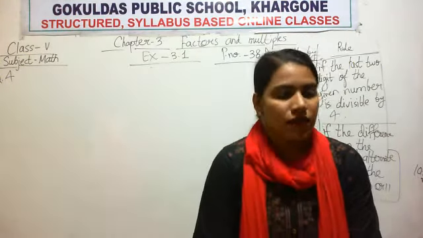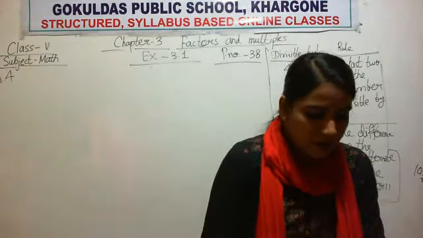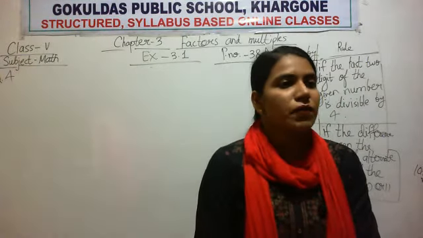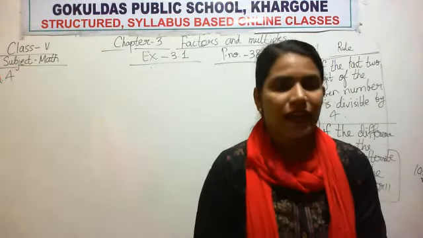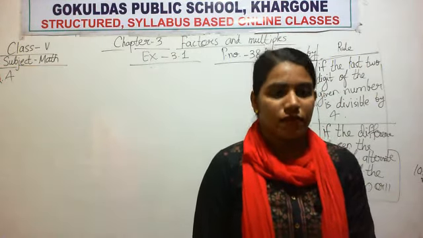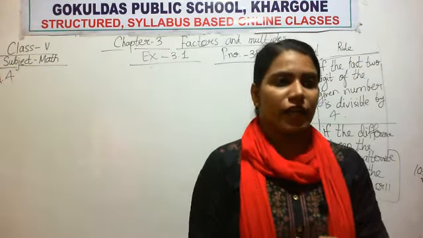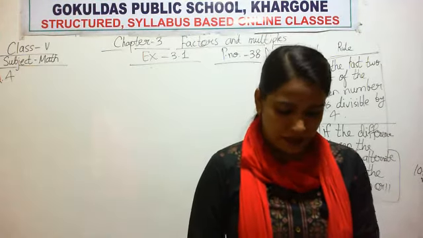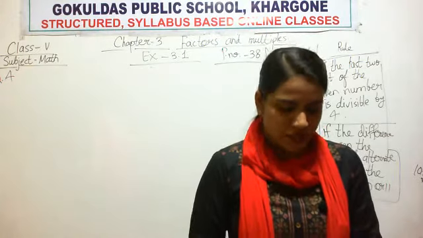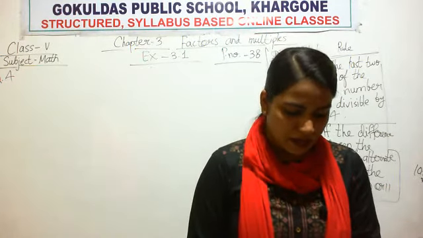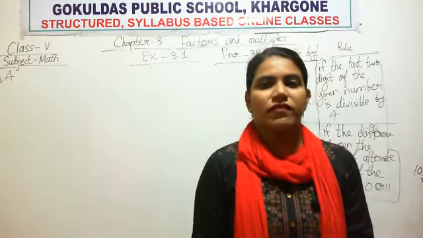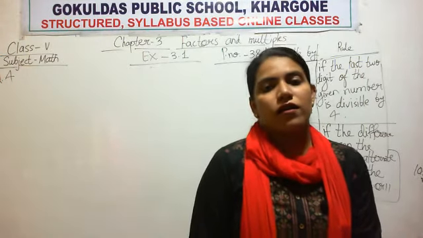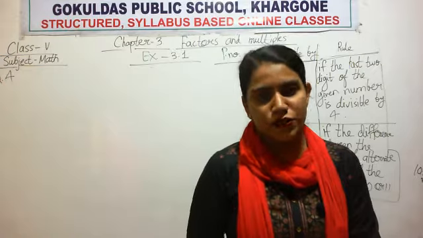True or false. A number divisible by 12 must be divisible by 3 and 4. So yes, it is a true statement because 12 is a multiple of both 3 and 4, as 12 comes in the table of 3 and in the table of 4. In both the tables 12 comes. So yes, it is true that a number divisible by 12 must be divisible by 3 and 4. So part A is true.